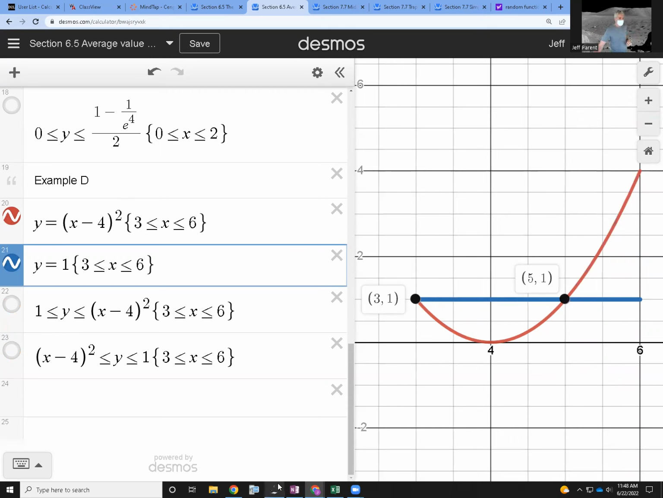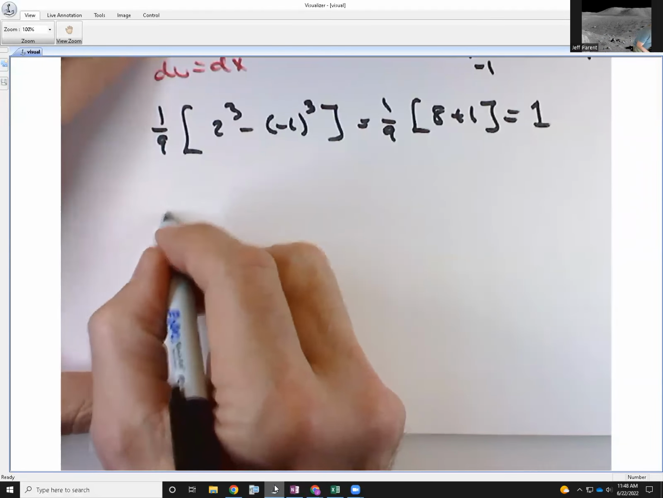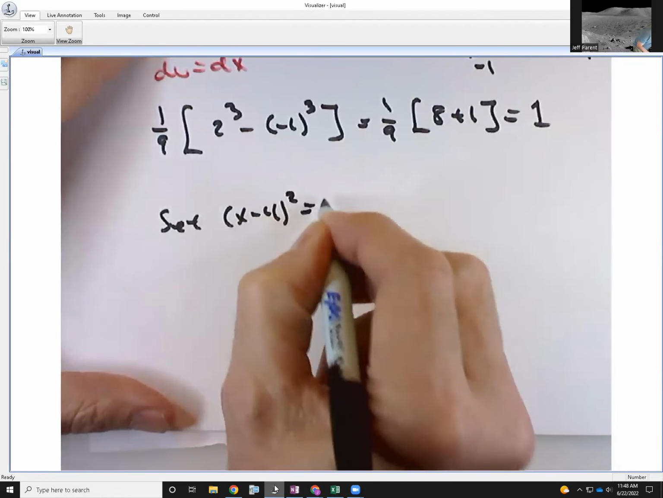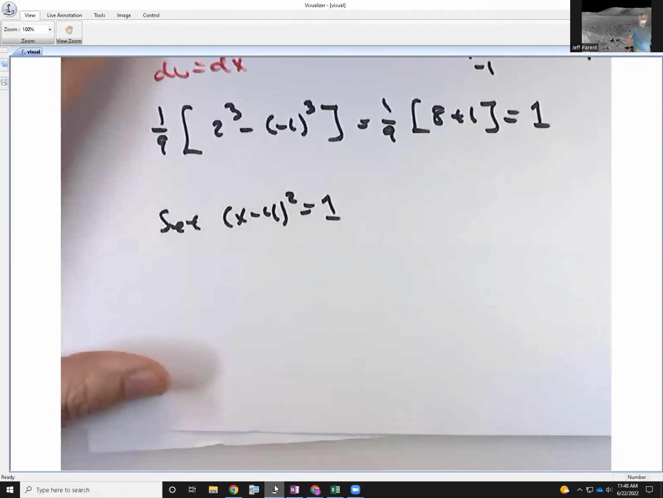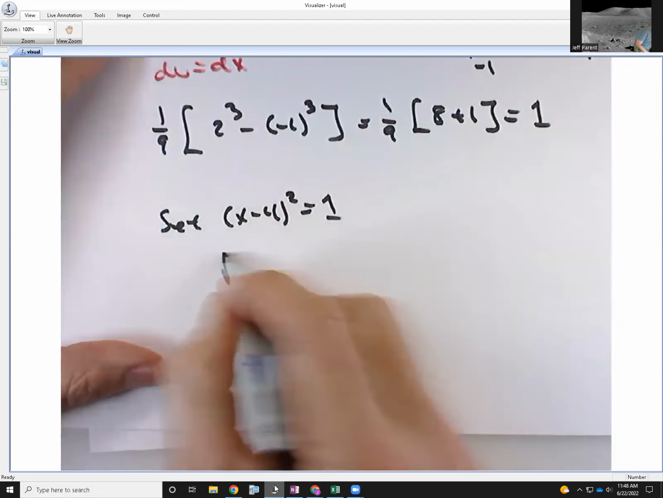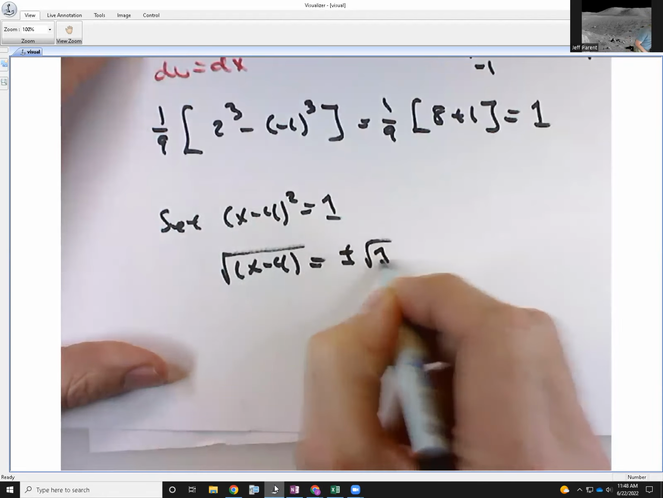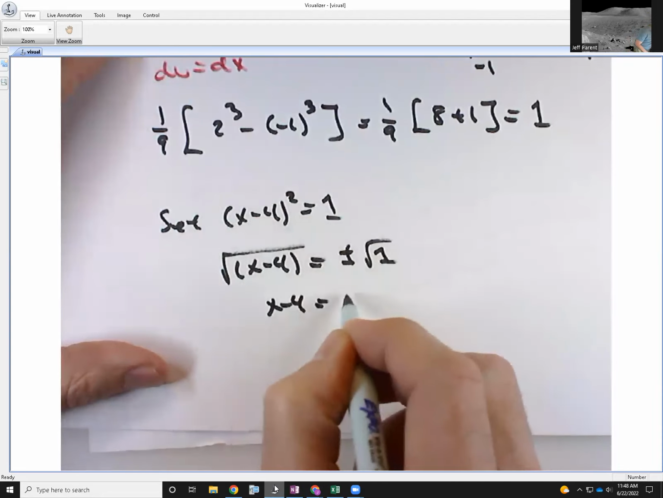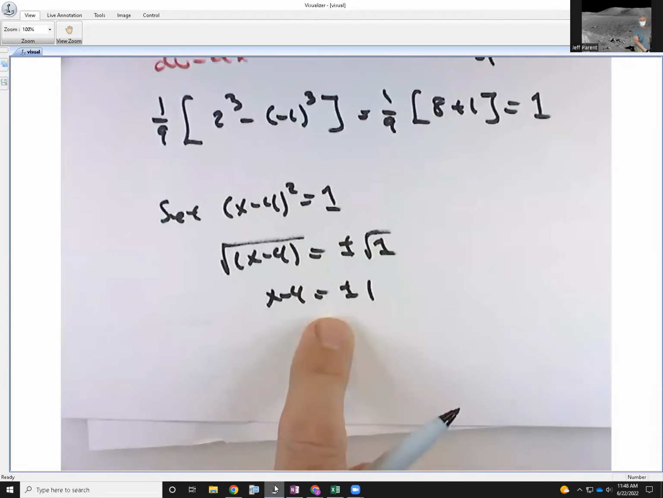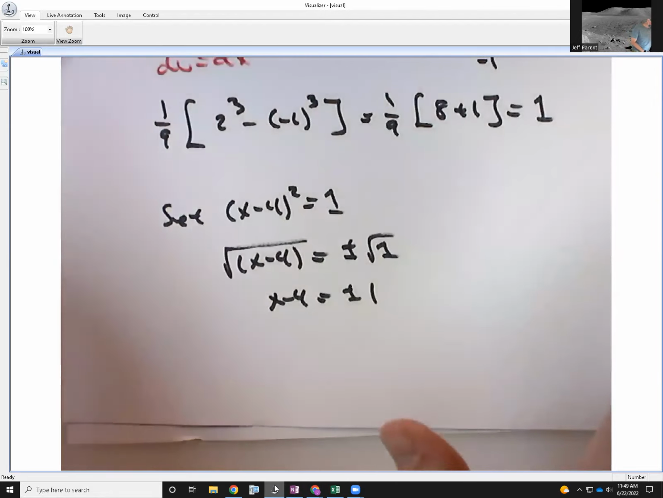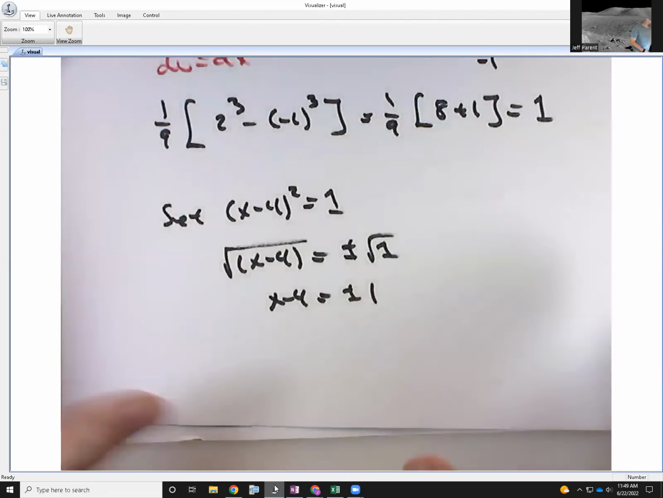Now, if you're asked to solve for that, basically what you're going to do is set x minus 4 squared equal 1 and then solve. Personally, I would just take the square root on both sides. Be careful that on the right-hand side, there's plus or minus a square root. And if you're careful to solve, you get two answers, 5 and 3. So we're good on that part of the calculation.